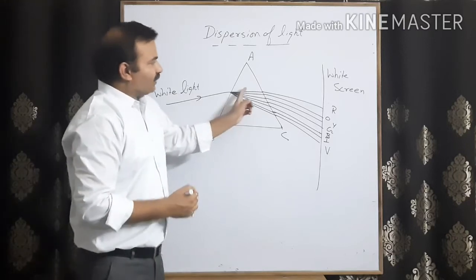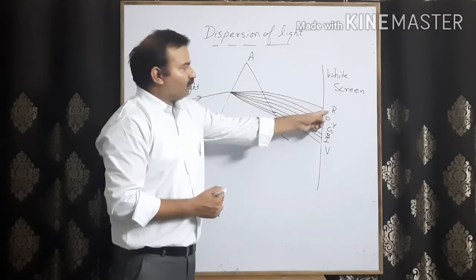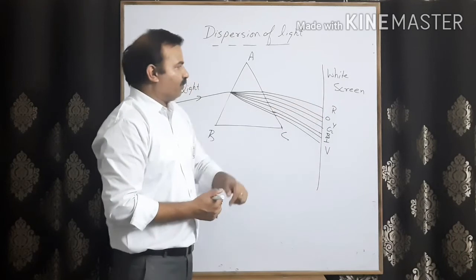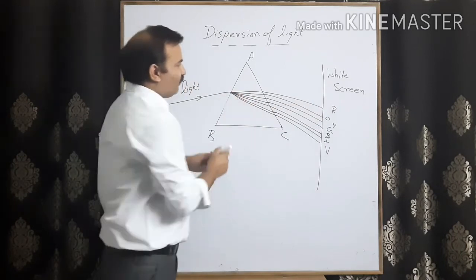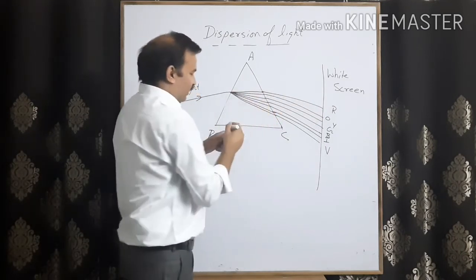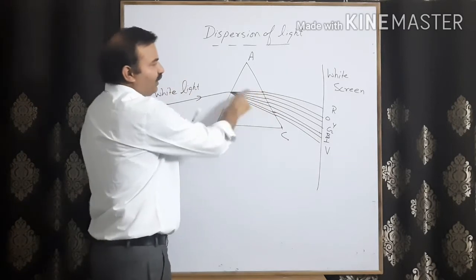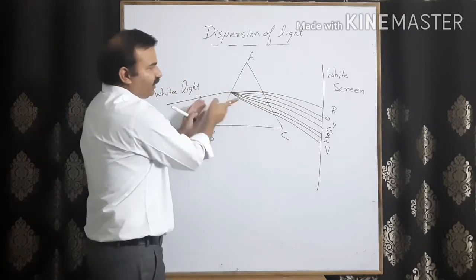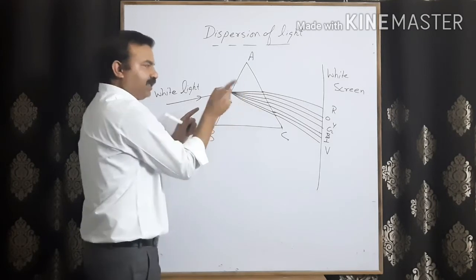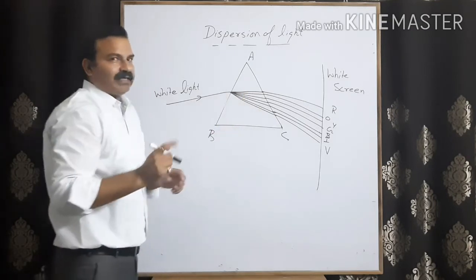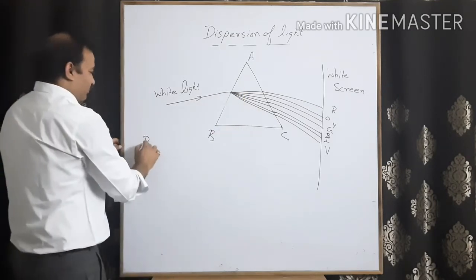Now as the red color comes out, you can see the red color at the top, so it means the red color has more speed. See, red color has more speed, so that's why the change in the path of the red color is less. Red color has maximum wavelength.